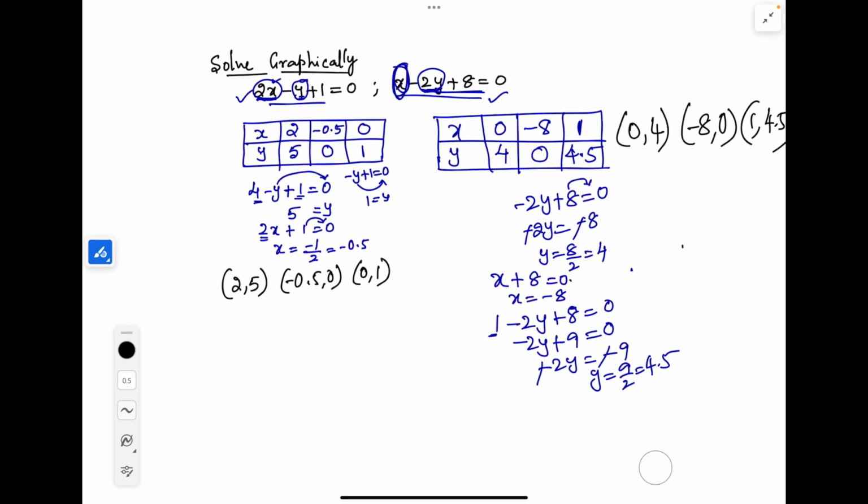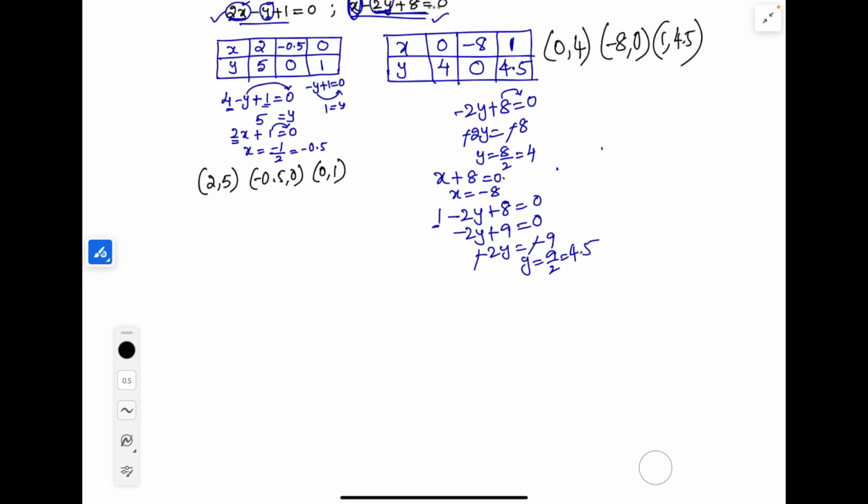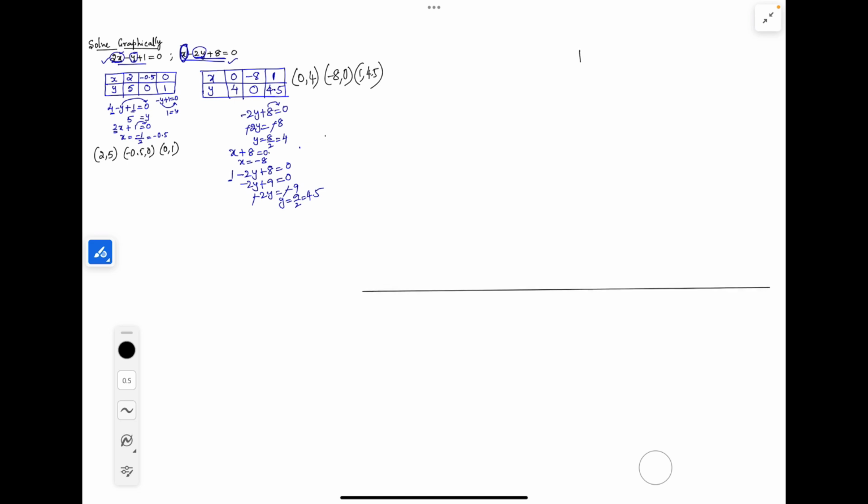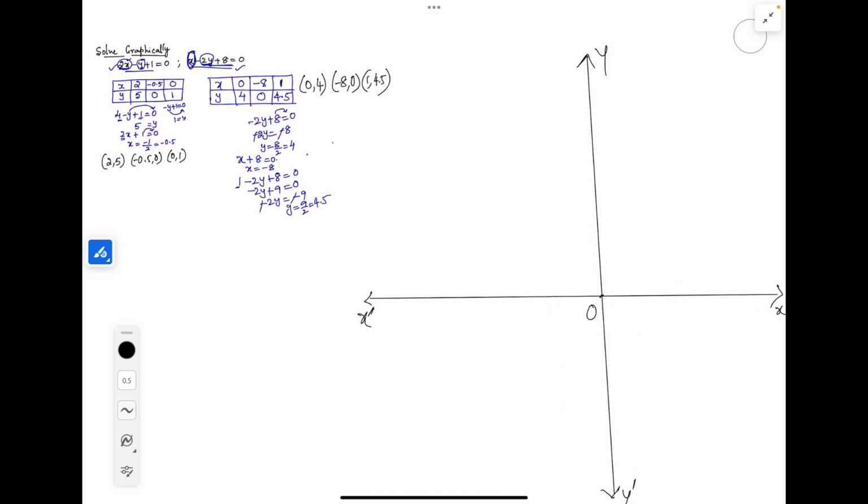Now let us draw the graph. This is the x-axis, this is the y-axis, taking y dash. If you observe, for the first equation, we got 2 and negative 0.5, so we have to mark 1 and 2 points here, and negative we can mark, and for y we have a maximum of 5. We did not get any negative values for y here.